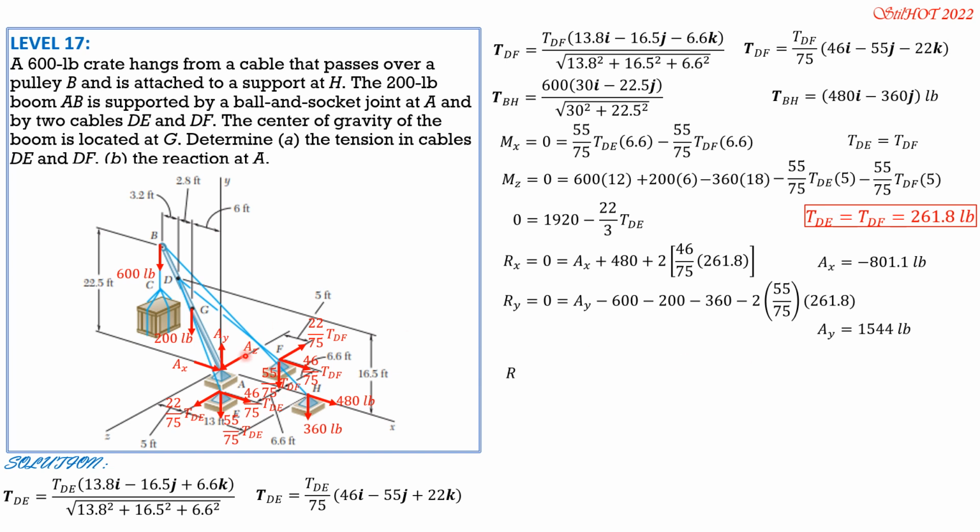Then Rz equals 0. So AZ plus 22 over 75 of tension DE, then minus 22 over 75 of tension DF. Since tension DE is equal to tension DF and these are of opposite signs, therefore AZ is 0. So therefore the reaction at A in vector form is A equals quantity negative 801.1i plus 1544j pounds. So that's it for this problem.